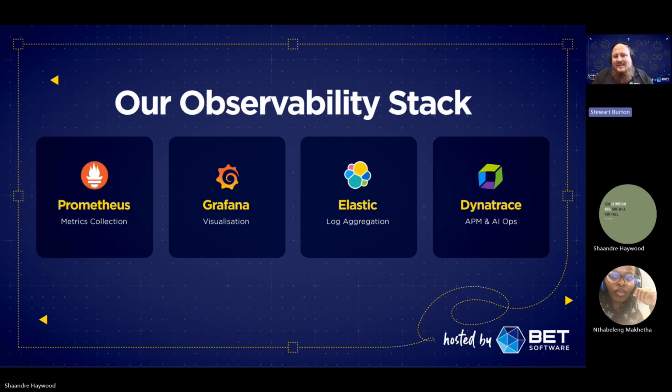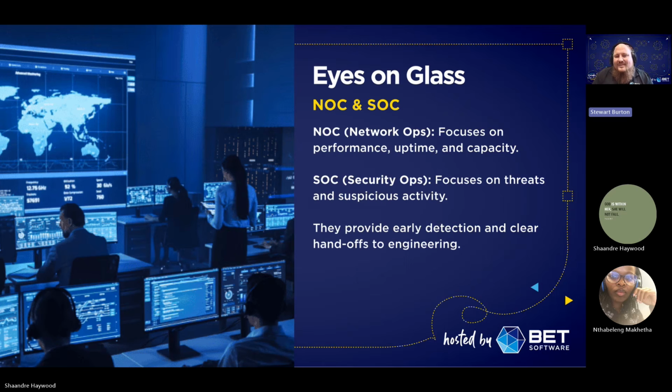Okay, so we're going to switch to the next slide, eyes on glass. That's going to be the Network Operations Center and Security Operations Center, which is 24/7 eyes on system. In many organizations, monitoring data is actively watched by a NOC, which, as I've just mentioned, is the Network Operations Center. They focus primarily on performance, uptime, and capacity. And then we get SOC, which is Security Operations Center, and that focuses on threats, suspicious activity, and security incidents.